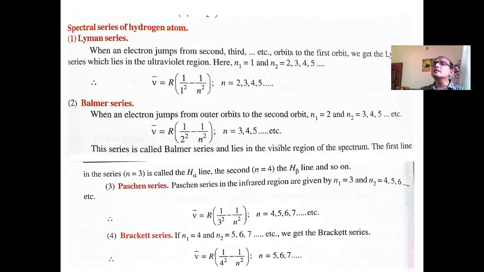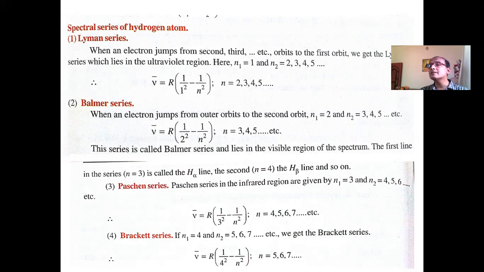So these are the different spectral series of the hydrogen atom, the Lyman series. In the Lyman series, what happens? The electron jumps from the second, third, fourth orbit to the first orbit. Therefore, the previous formula is v bar equals R times 1 upon 1 square minus 1 upon n square, where n is equal to 2, 3, 4, 5. That is the Lyman series.